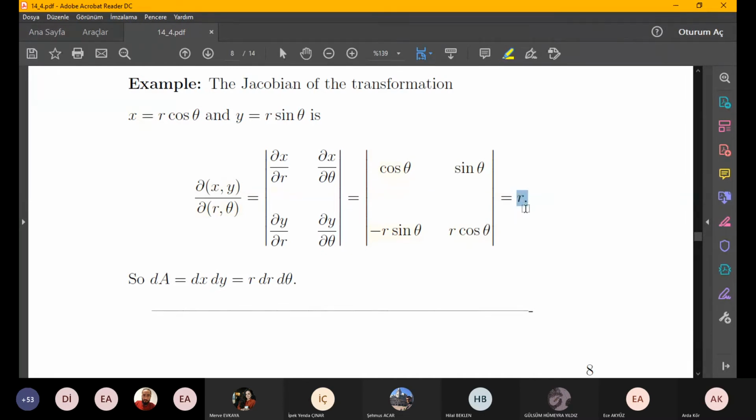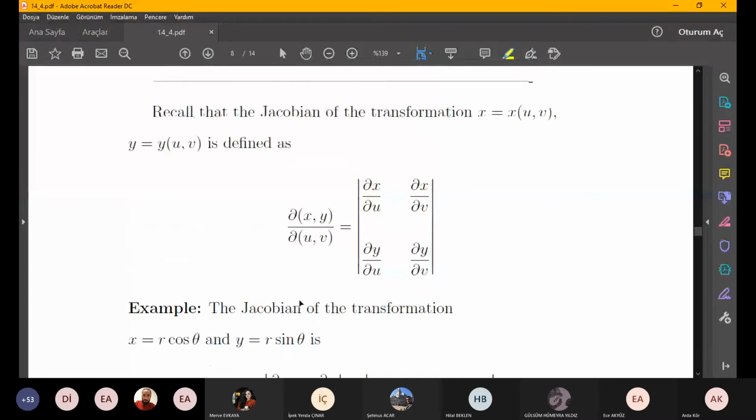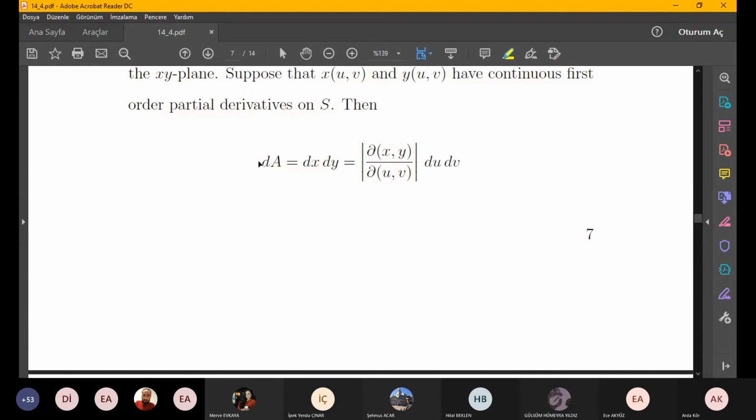So that means the dA that we showed by the sketch can also be found by the Jacobian determinant in terms of r and theta, in polar coordinates, which is r times dr times d theta, because you take the absolute value of r times dr times d theta from the definition we have here. Okay, from that definition.